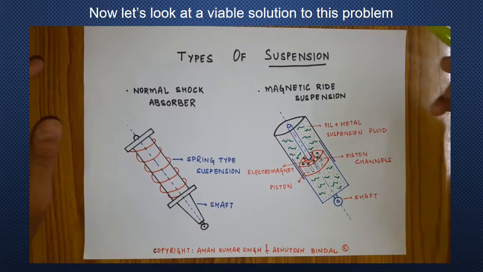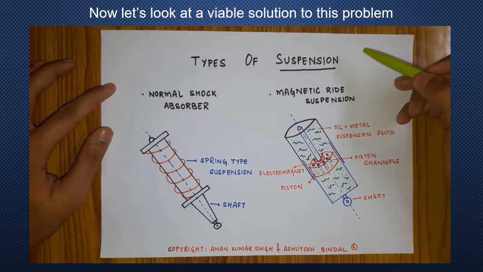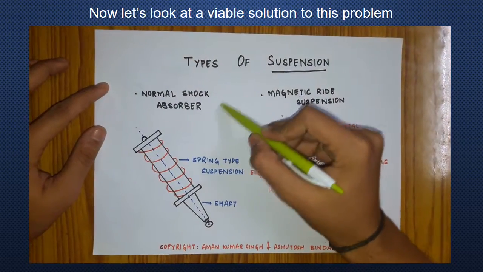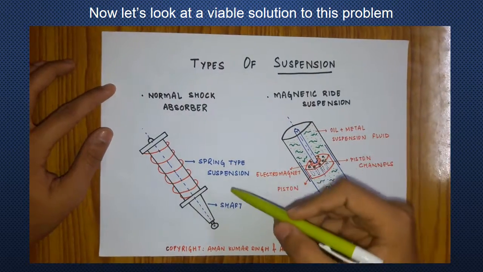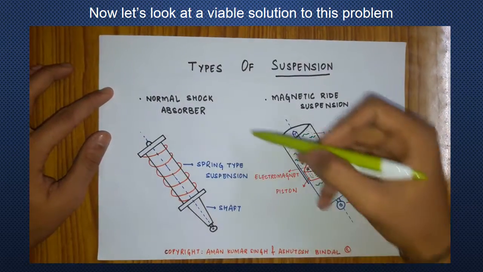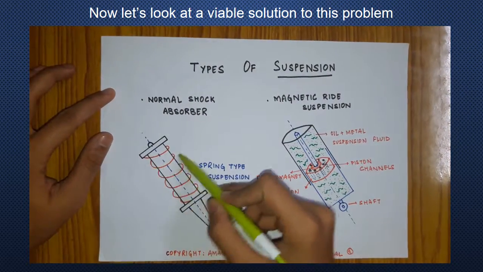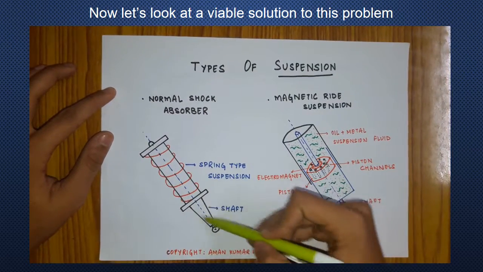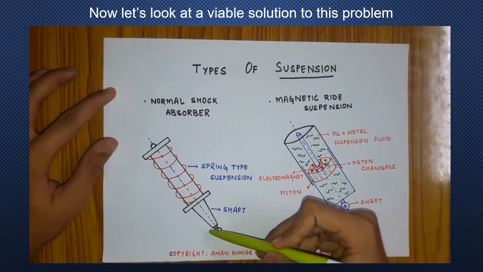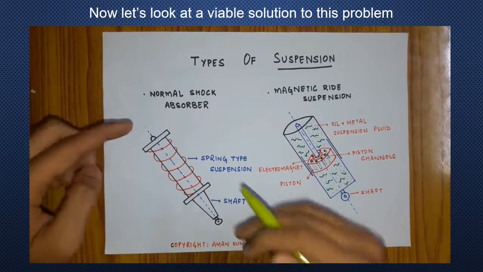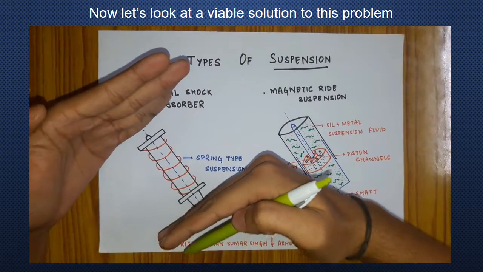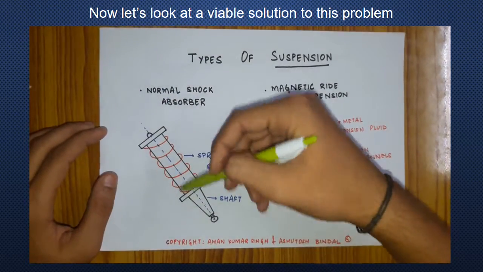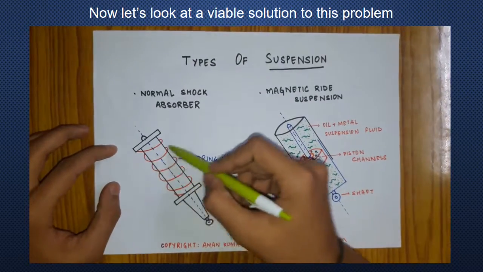Okay, so now there are two types of suspension mainly. The first one being the normal shock absorber. So what happens in this is that this is the spring type suspension that you see in red color. This is the shaft. So when the vehicle experiences a bump, these two come closer to each other, and then this oscillation is damped out with the help of this spring.